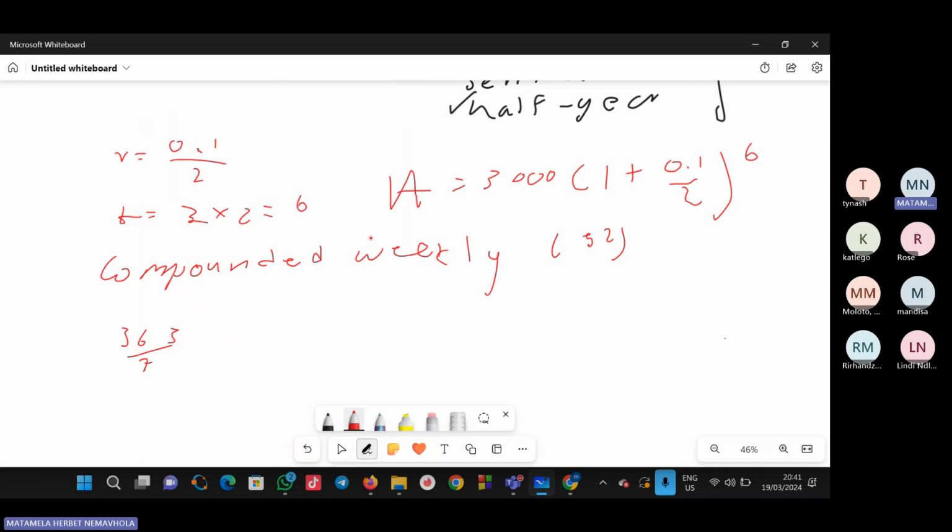Which means you are going to divide your R by 52 and multiply your T by 52. You're going to say your R equals 0.1 over 52, and then your T, you multiply by 3 times 52. Then you use it exactly the way we did there. So if they say compounded daily, you are going to divide by 365 and multiply your T by 365.